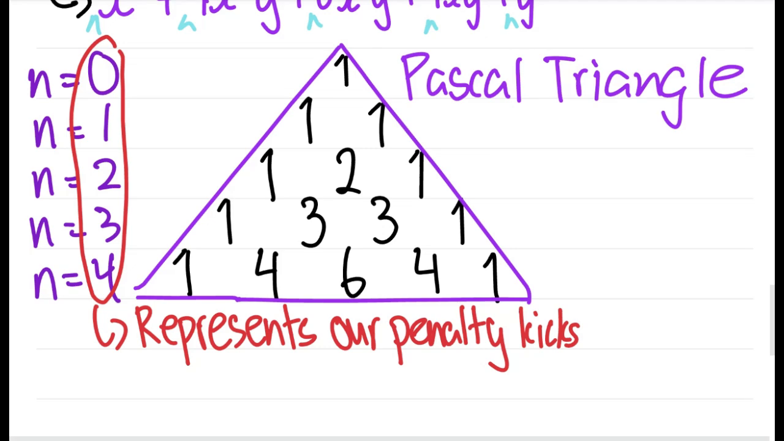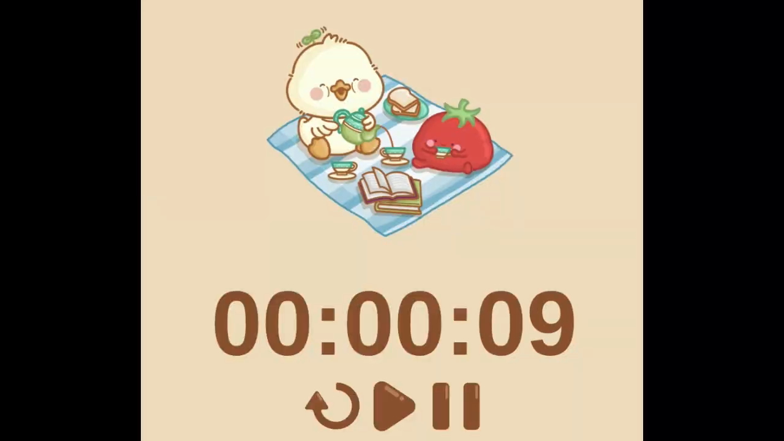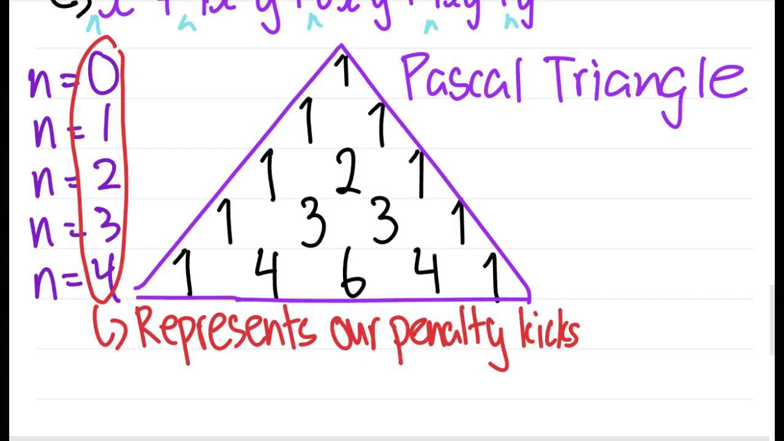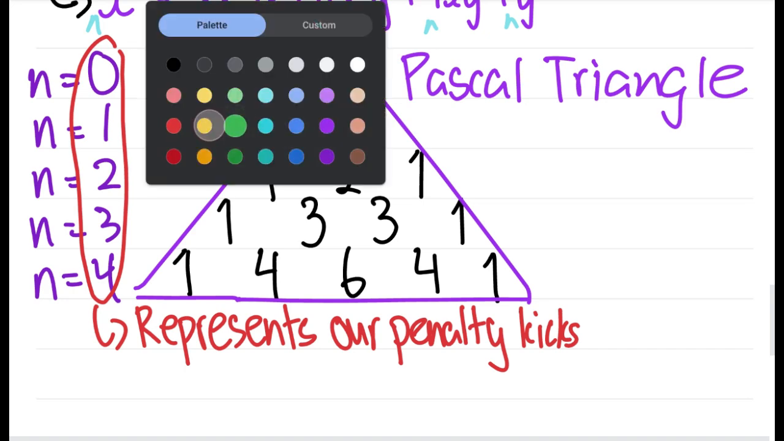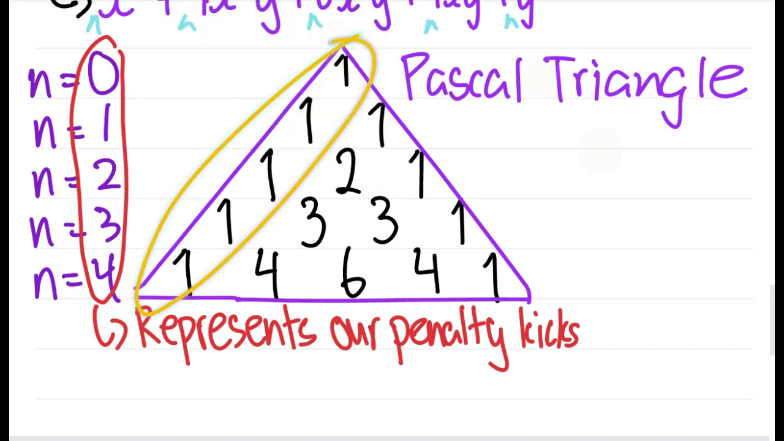And I want you guys to notice two patterns here. I'll give you 10 more seconds. Okay, time's up. Do you guys realize over here they are all ones? Over here too, they're all one. So is it safe to say that every time we come up with possibilities, there's only one possibility for all of the penalty kicks to be goals and one possibility for all the penalty kicks to be missed?